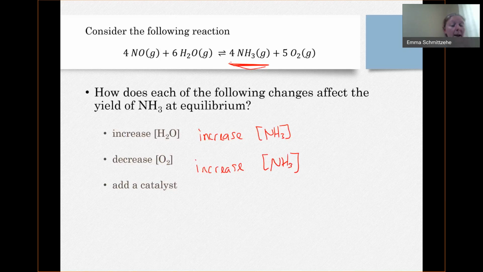Okay. Now, if we add a catalyst, what does that do to the NH3? Well, in that case, there would be no change. That's because a catalyst is only going to speed up how fast the reaction goes, so how fast we get to equilibrium. So if it's already at equilibrium and then you add a catalyst, there's really no point. It's not going to do anything. It'll speed up, I guess, the interchange between reactants and products, but you're still going to have a constant amount of them.